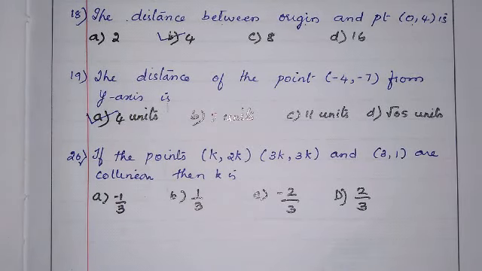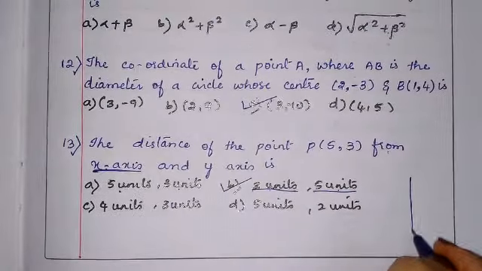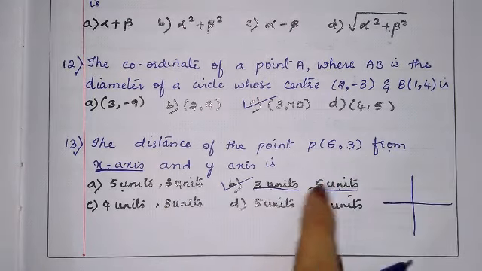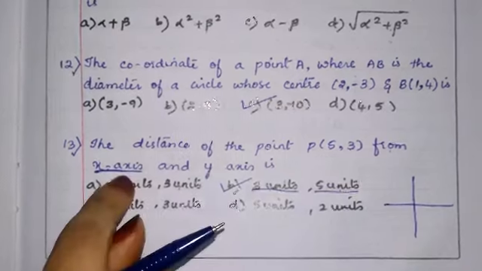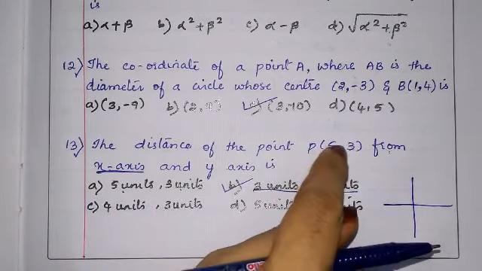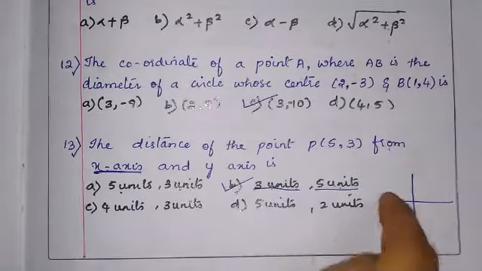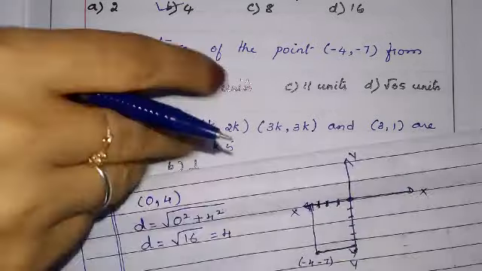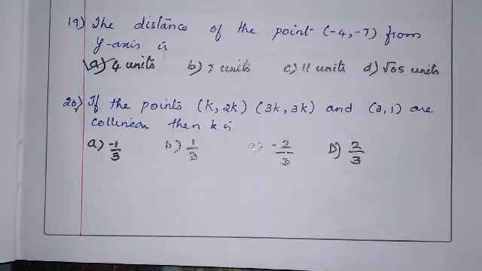Here also, you can do this problem the same way. But here I have told directly because only 3 and 5 units you can see here. From x-axis it will be 3 units and from y-axis it will be 5 units. Directly, if you do it with this also you can understand. Here I have done it for this problem and shown. Now let us see the next question.